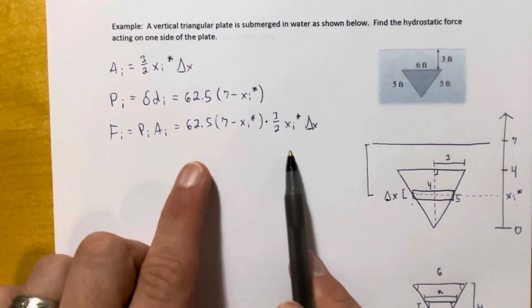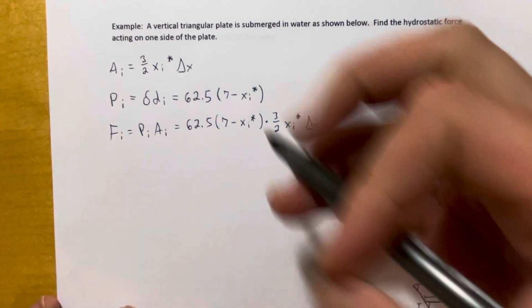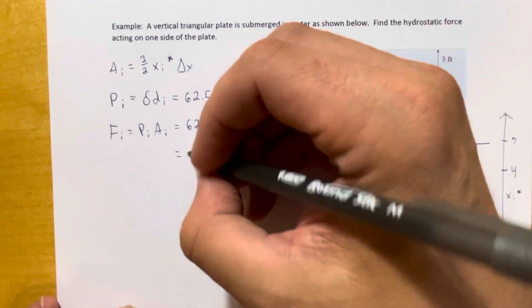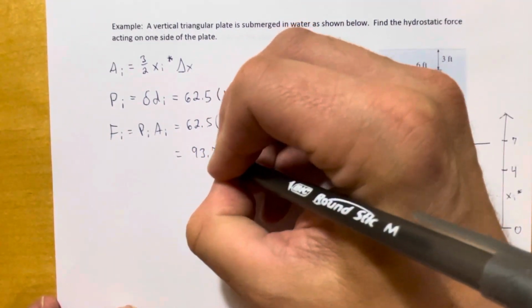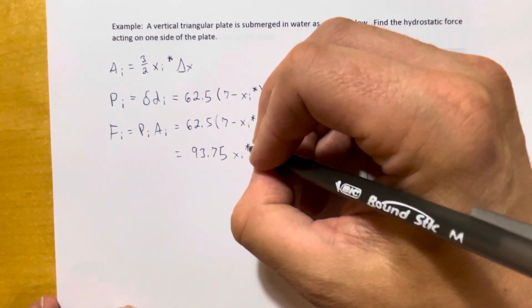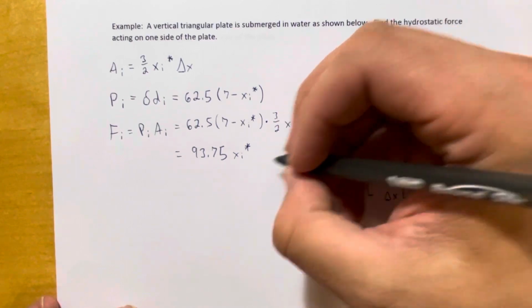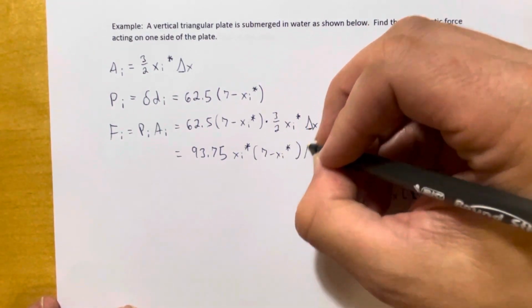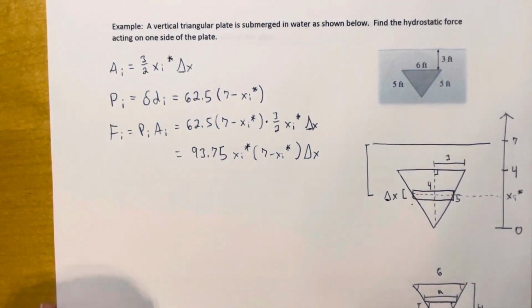I can simplify this a little bit. I can multiply these constants together and maybe even rearrange some things. 62.5 times 3/2 is 93.75. And then let's move the xi star here, just because that's typically where I would see it. And then 7 minus xi star, there, delta x. All right, so now what do we have?